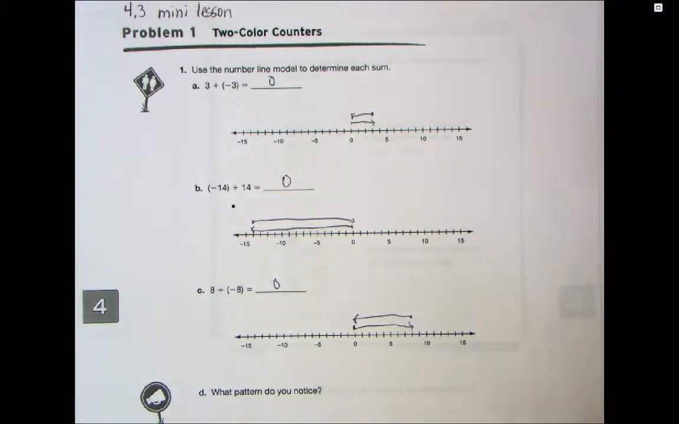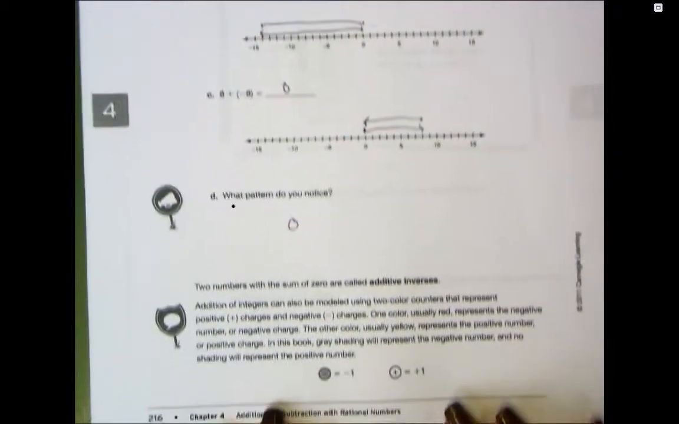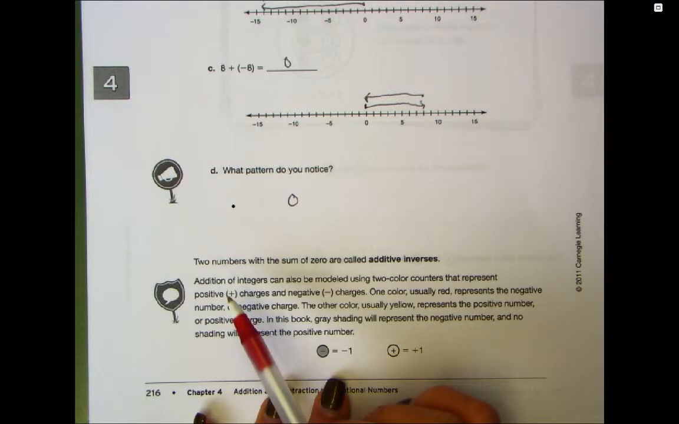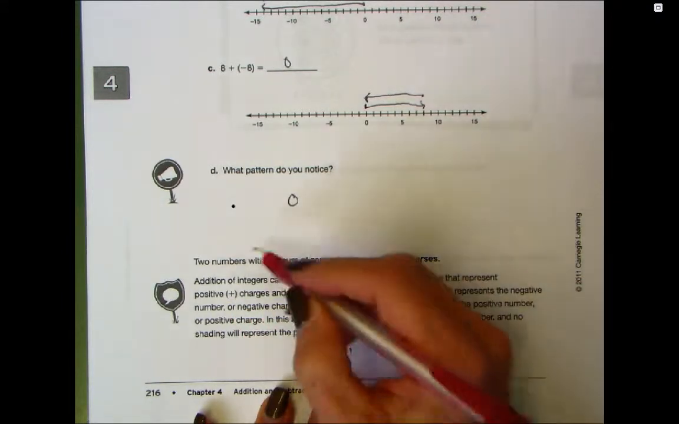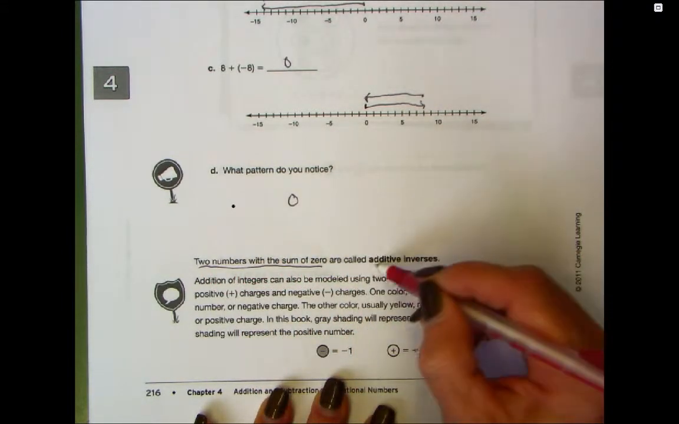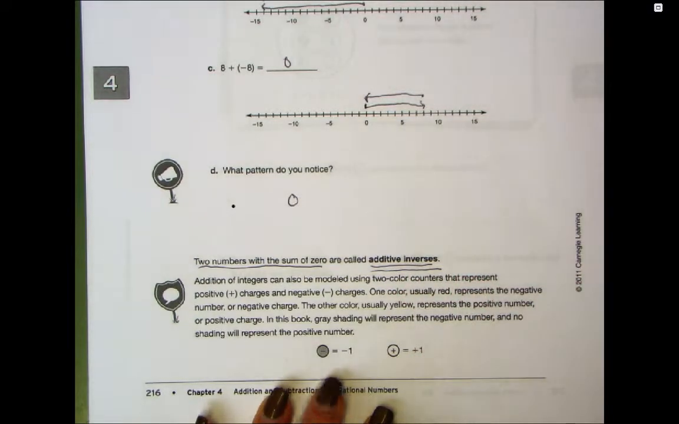So what pattern do we notice every time? We notice that our answer was 0 every single time. There's a name for this. Two numbers with the sum of 0 is called additive inverse.